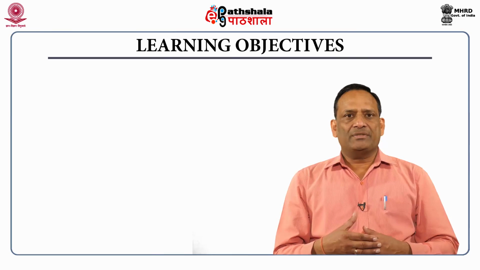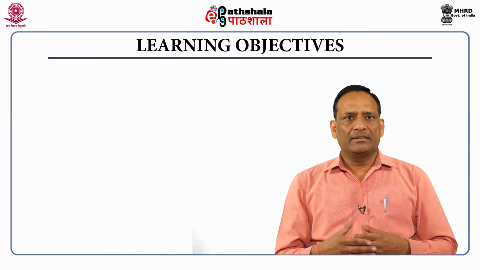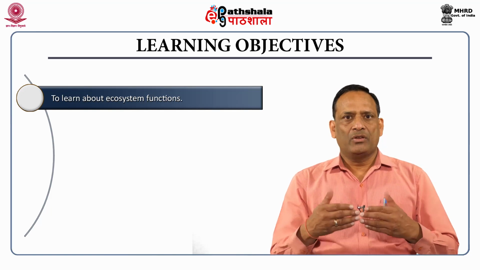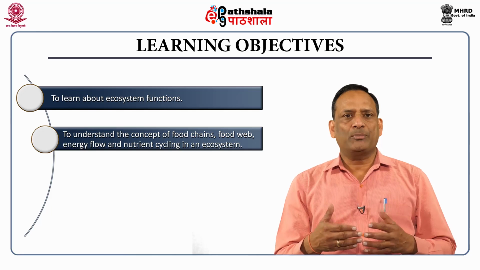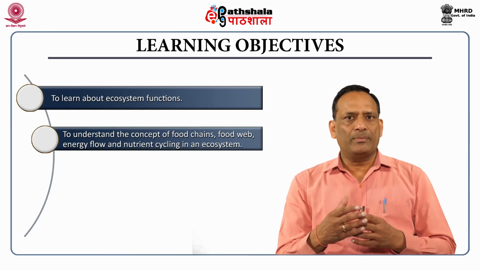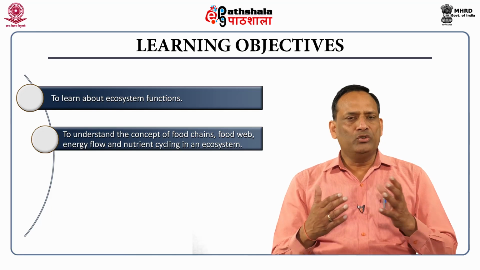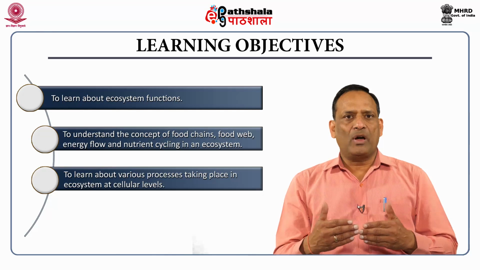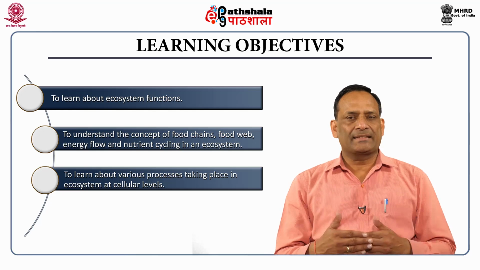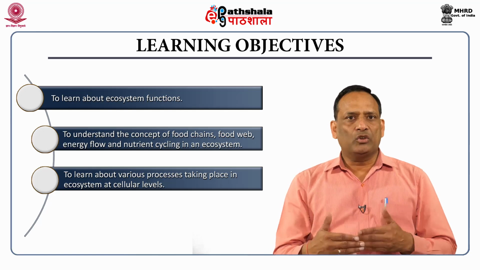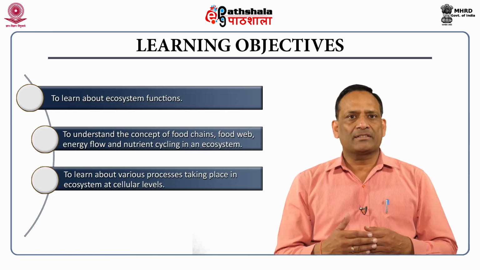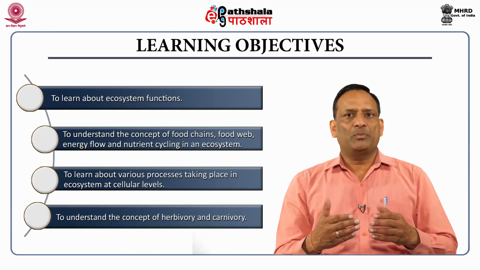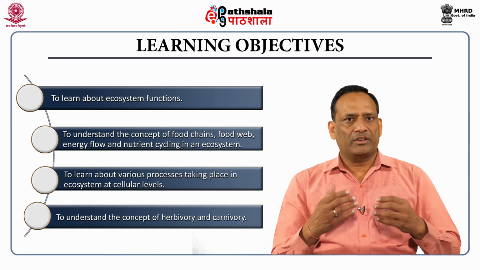The learning objectives of this module are to learn about ecosystem functions, to understand the concept of food chains, food web, energy flow and nutrient cycling in an ecosystem, to learn about various processes taking place in the ecosystem at cellular levels, and to understand the concept of herbivory and carnivory.